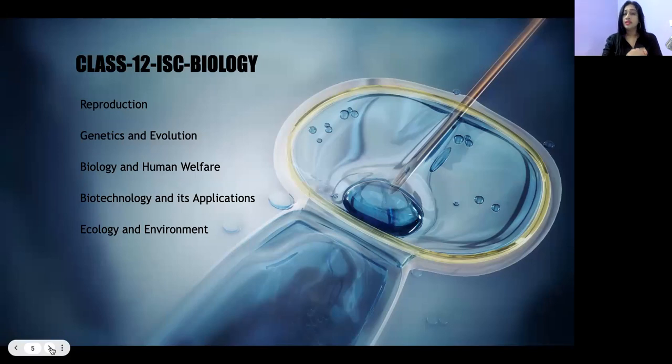The content is the same as CBSE, but the evaluation pattern is a little different, and the depth of approach is a bit different. Now coming to your task. Observe the backdrop here. I have shown one process here which is related to reproduction, one of the chapters of reproduction. So identify what mechanism is shown, right? This is useful in the process of artificial reproductive techniques. I've given the clue. So identify and put your answer in the comment box.